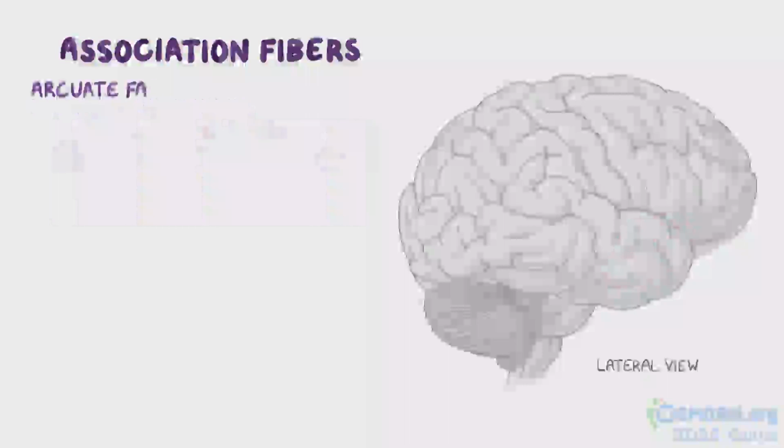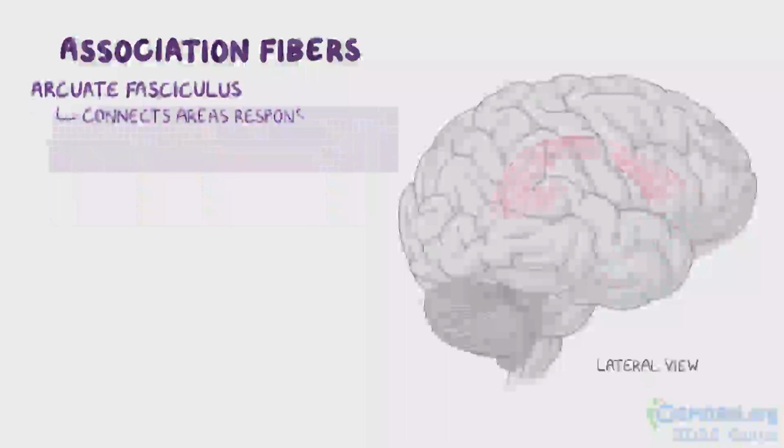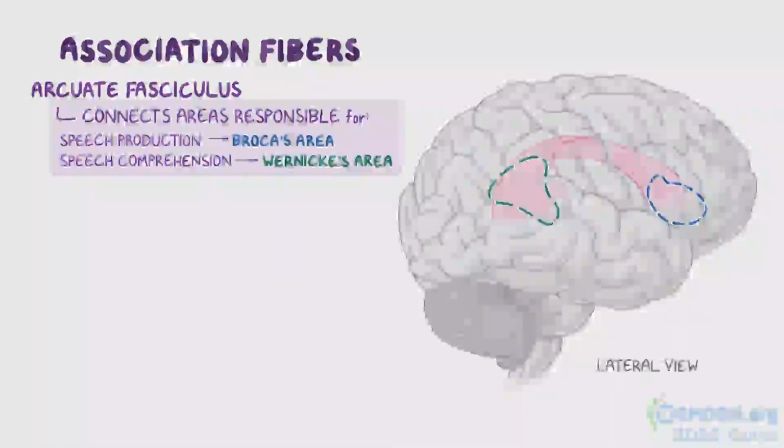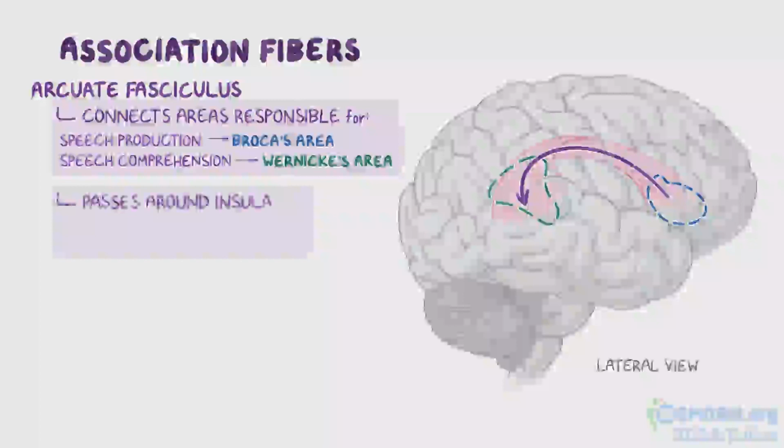The arcuate fasciculus connects the area of the brain responsible for speech production, or Broca's area, found in the inferior frontal gyrus, with the region responsible for speech comprehension, or Wernicke's area, located at the posterior end of the superior temporal gyrus and neighboring gyri of the parietal lobe. In order to connect these two important speech centers, the arcuate fasciculus must pass around the insula and parallel to the superior longitudinal fasciculus.